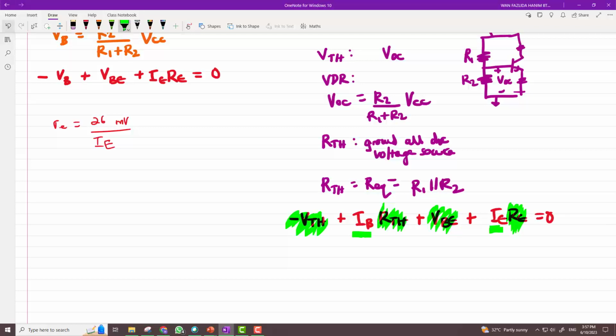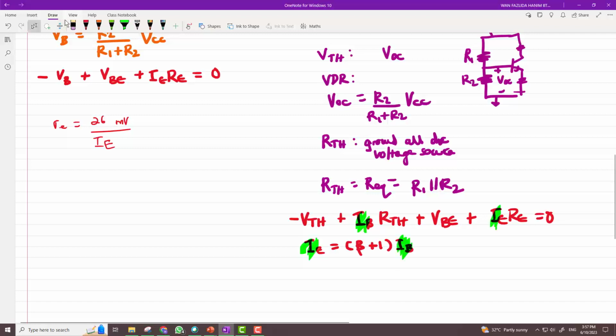When you have two unknowns in a single equation, it means that you need another equation. Two unknowns means you need two equations. So your second equation makes use of the transistor saturation equation: IE is equal to beta plus 1 times IB. This is to find what IE should be.